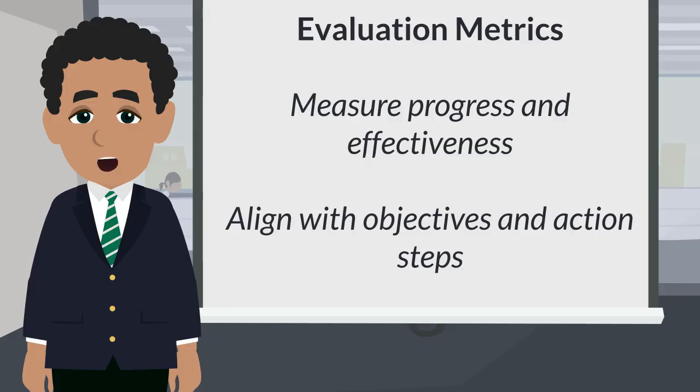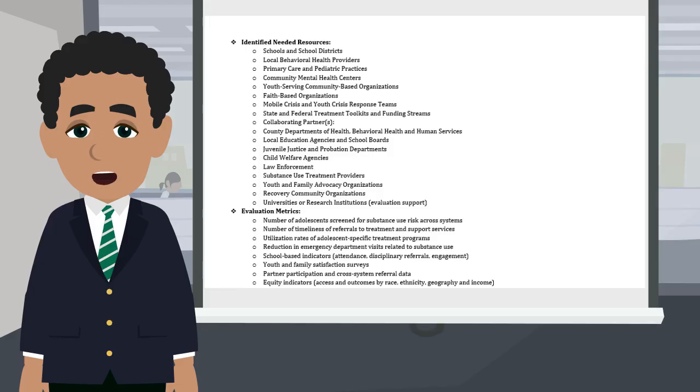Evaluation metrics define how progress and effectiveness will be measured. Metrics should align directly with objectives and action steps. Examples include number of adolescents screened for substance use using validated screening tools, utilization rates of adolescent-specific substance use treatment programs, engagement and retention rates in peer support and mentoring programs, results from youth and family satisfaction surveys.